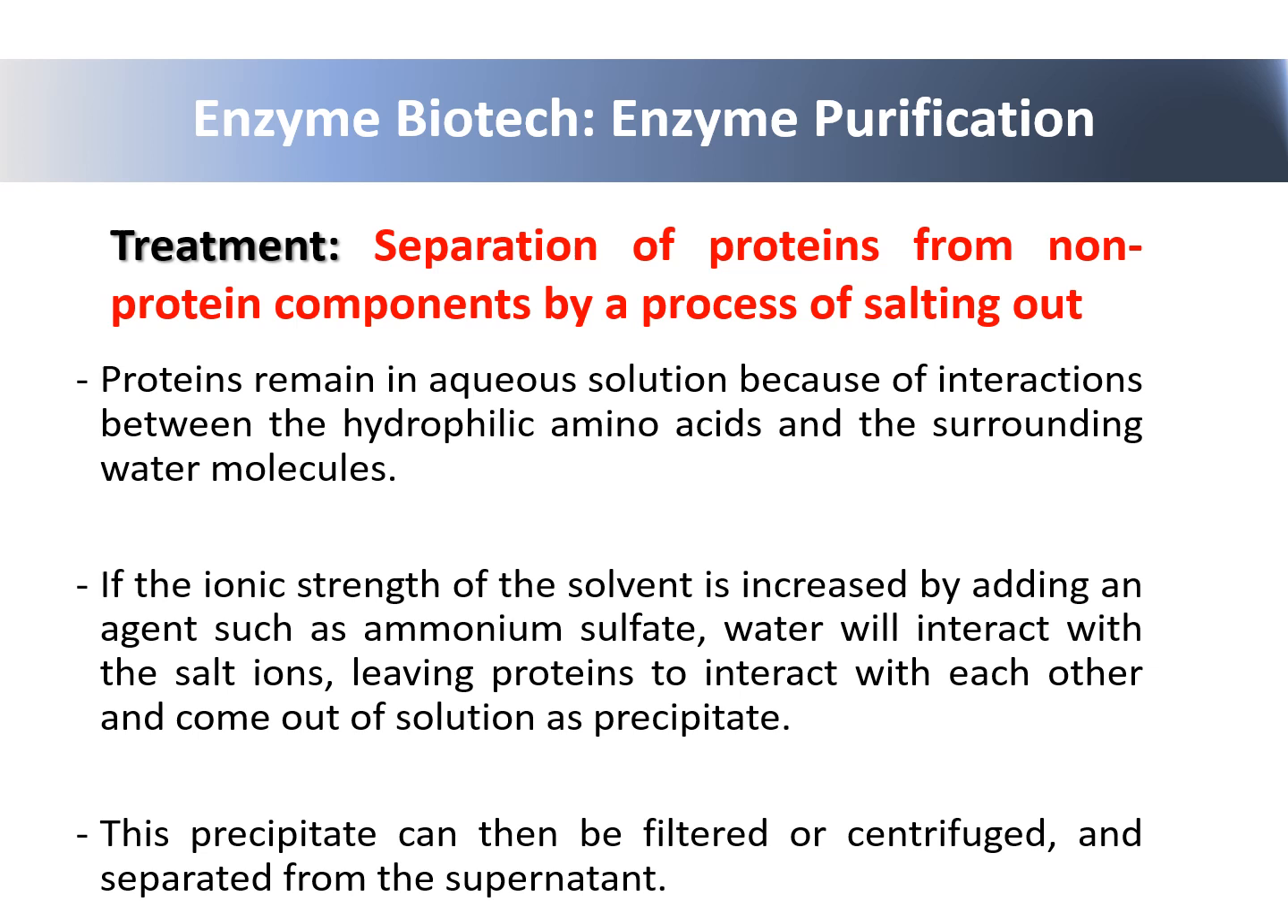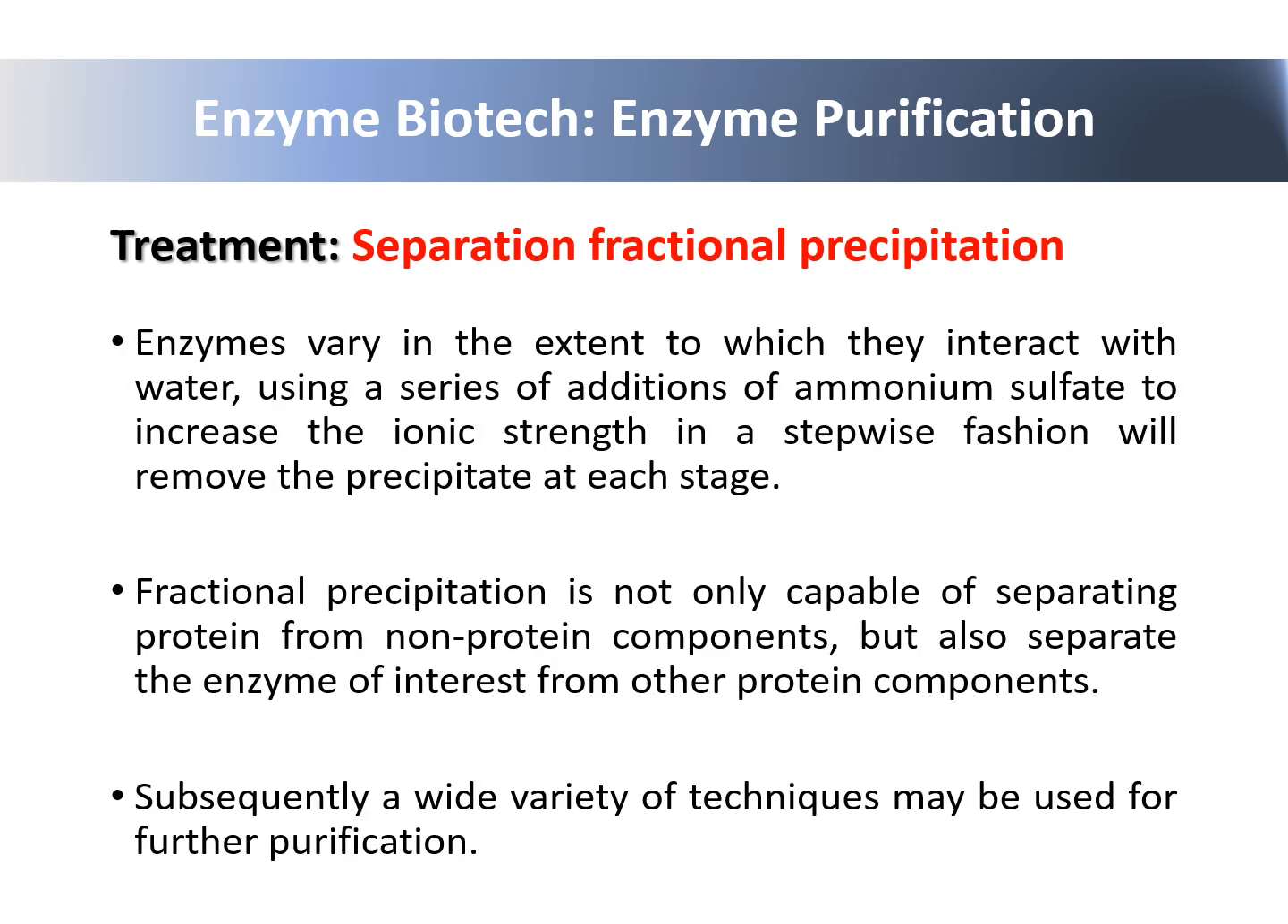Okay, so the other way to do this is fractional precipitation. Since different proteins vary in the extent to which they interact with the water, it is possible to perform fractional precipitation using a series of additions of an agent such as ammonium sulfate, which then increases the ionic strength in a stepwise fashion. By doing that, you are removing the precipitate at each step.